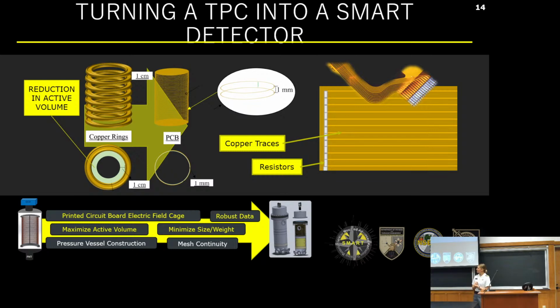If you look at the top right, you can see a zoomed-in version of what the printed circuit board looks like. And so we had to solder resistors in between those millimeter spacings between the copper traces. And it's on a flexible material, which allows us to bend it in a cylinder and place it within the detector.